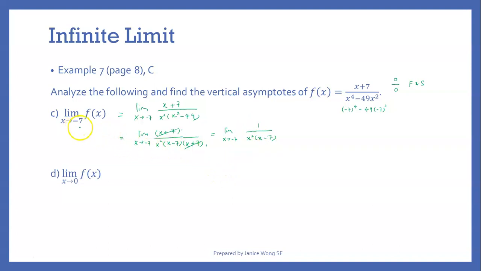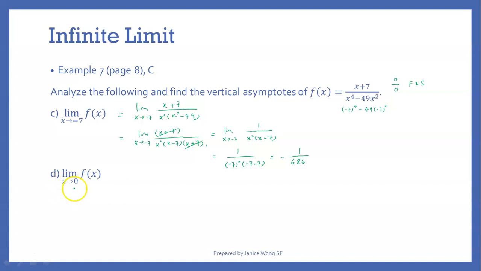Substitute negative 7 again. We will get a valid figure: 1 over negative 7 squared times (negative 7 minus 7). Using a calculator, this will be negative 1 over 686. So for part C, this is the answer.